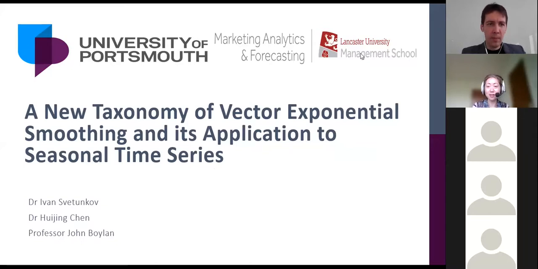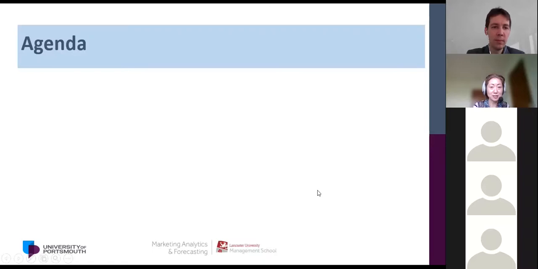Okay, good. Hello, everyone. I'm very pleased to be here. Apologies again for being slightly late. So I'm going to share with you our current paper on a new taxonomy of vector exponential smoothing and its application to seasonal time series. As you can see, this is co-authored with Ivan and John, both from Lancaster University, while I am based at the University of Portsmouth. This current paper is under revision at the moment, but I'm hoping that it will be published soon. So hopefully you will read it in the near future.